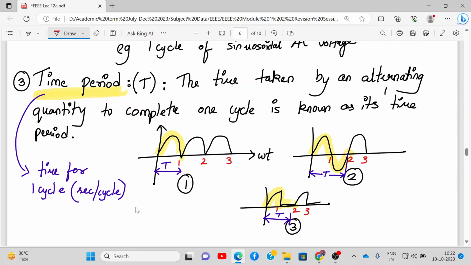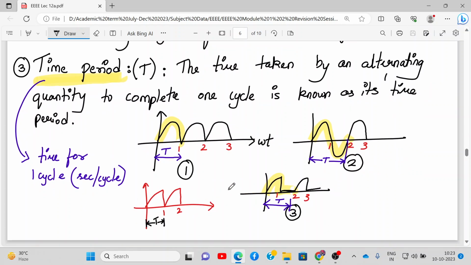So let's say we have this waveform. So here the period will be this much. Now let's say we have another waveform. Now let me know the period over here. This is 1, this is 2. So what is the period of this waveform? The waveform repeats itself after 1. So this will be my T, the period of the AC quantity. All right, I hope the time period is clear.